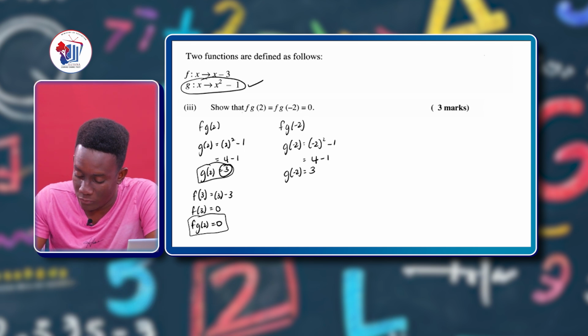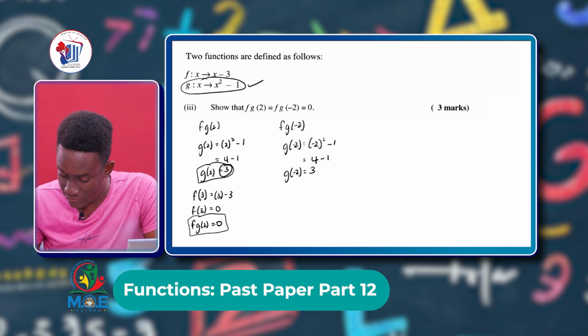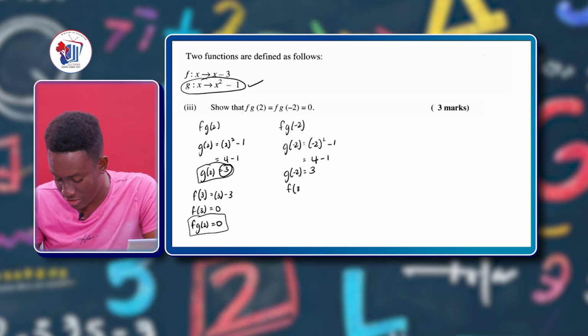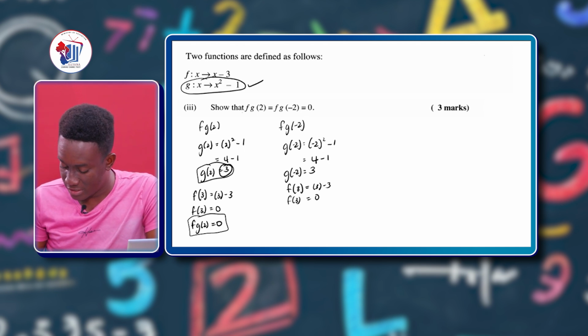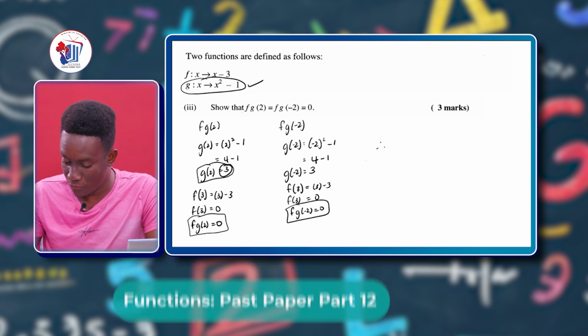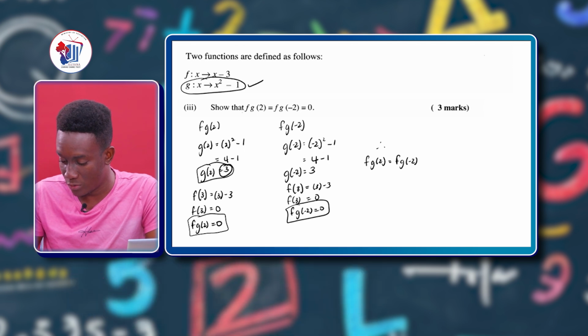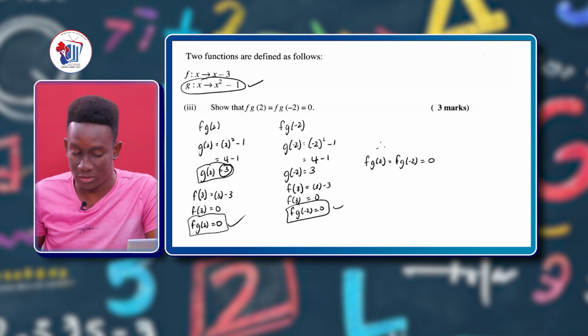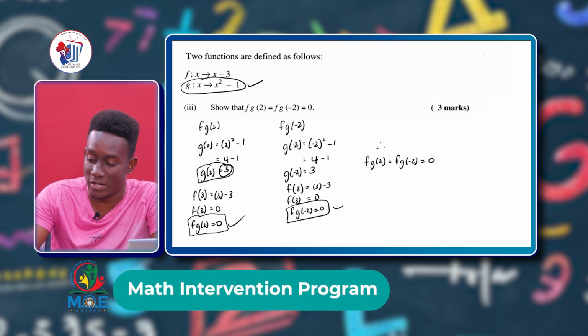So now that we have g of negative 2 is 3, we're taking this here and we're putting it in the function f. So instead of fg of negative 2, we'll have f of 3 again. And we found this to be x minus 3, which would be 3 minus 3, which would be 0. So f of 3 is equal to 0. So that means fg of negative 2 is equal to 0. Therefore, we have proven that fg of 2 is equal to fg of negative 2, which is also equal to 0, because we found both to be equal to 0. And by the way, this question went for 3 marks. So a nice and easy 3 marks here.